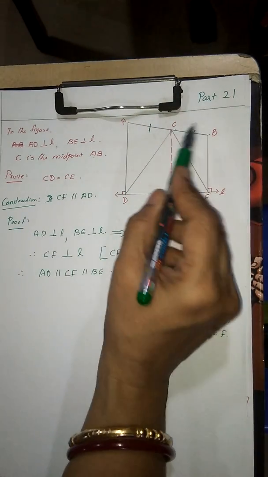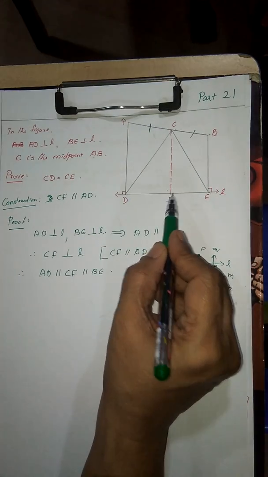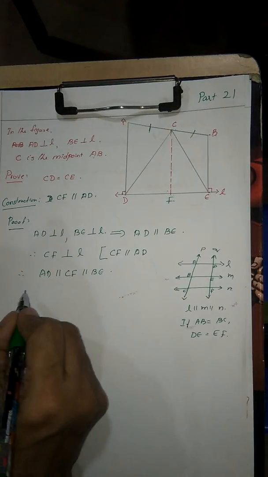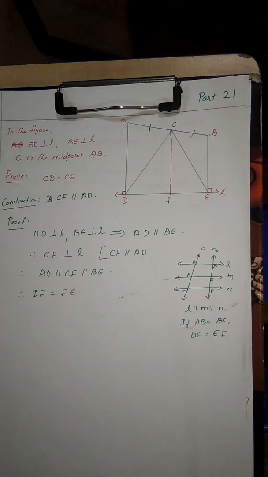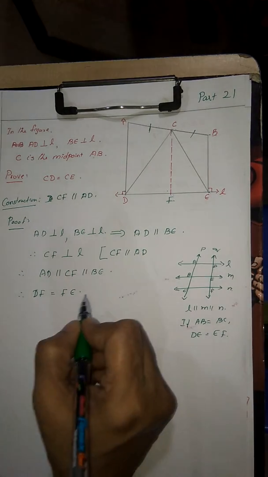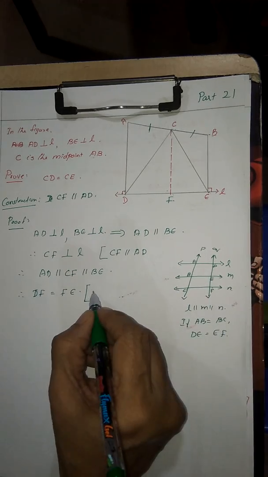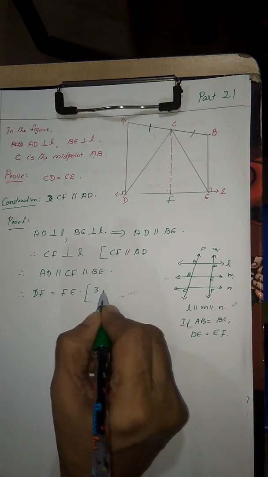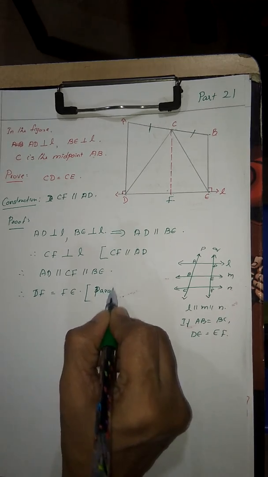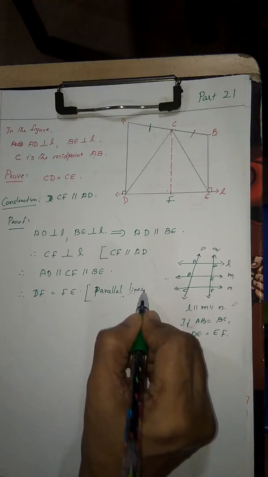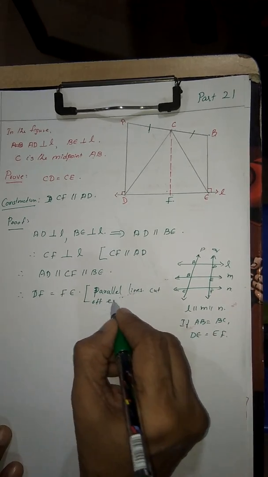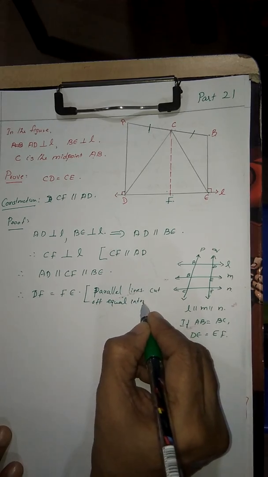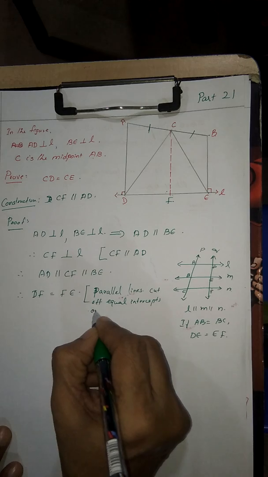So AC is equal to BC. Therefore we can say DF is equal to FE. The reason we can write is that the three parallel lines cut off equal intercepts on the transversals.